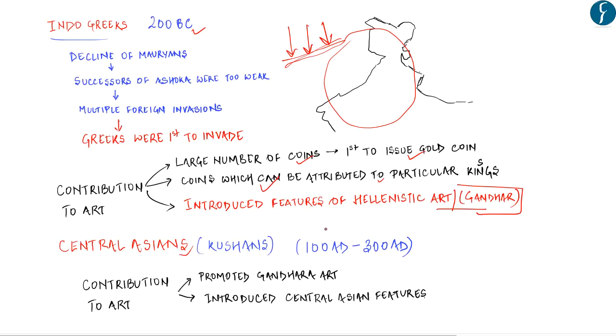Now, after the rule of Indo Greeks in this region ended, the Kushans, who came from Central Asia, ruled over vast territories of the north from the 1st to 3rd century AD, and they promoted art, especially the sculpture forms in India, which led to further development of Gandhar art as well as Mathura art. And they introduced Central Asian features into Gandhar art. Now it's time to analyze Greek as well as Central Asian features of Gandhar art.